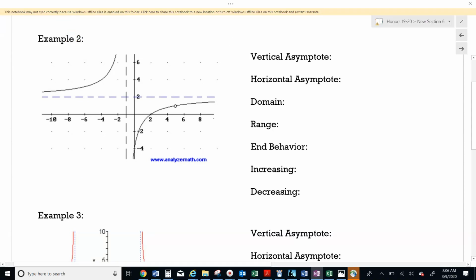Okay, our vertical asymptote is here. That looks to be at negative 1. Horizontal asymptote is here. That's at y equals 2. One thing you're trying to figure out is, wait, is this one x equals or y equals? My vertical asymptote passes through the x-axis at negative 1. My horizontal asymptote passes through the y-axis at 2. So it's whichever axis it passes through.